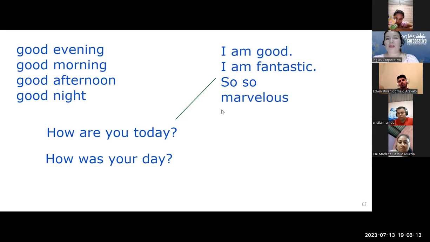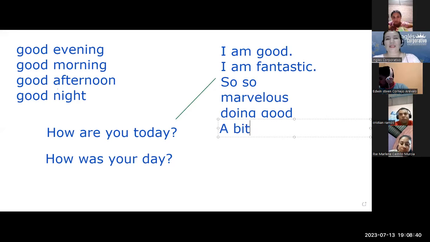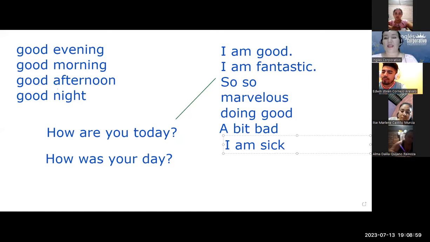And you can also say, doing good. Doing good, teacher, means like, fine. Or you can say, a bit bad. Imagine you have a little cold, things like that. A bit bad. Or you can say, I am sick. Okay, that's another form to express how you feel today.